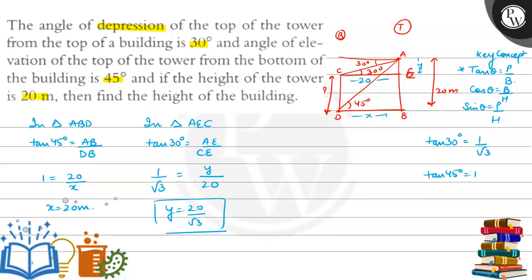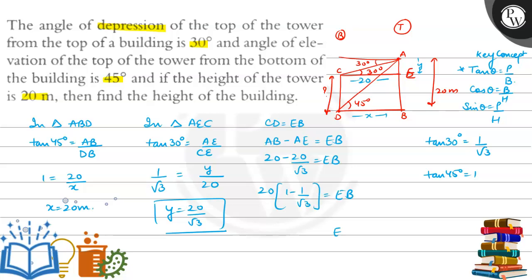Okay, now we have to find the value of CD. As we know that CD is equal to EB, so we have to find the value of EB as well. How will we find the value of EB? AB minus AE will be EB, right? So AB is 20, AE is 20 by root 3. So this will be EB. So 20 common, 1 minus 1 by root 3 is equal to EB.